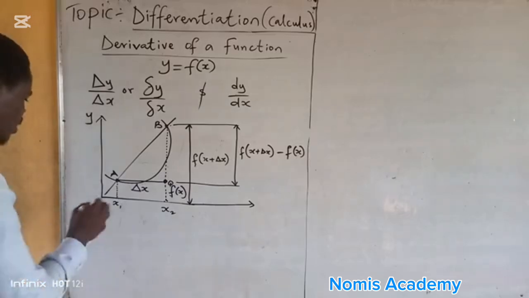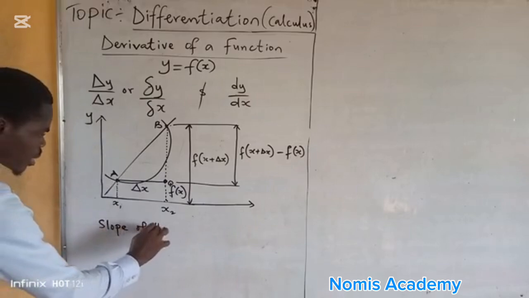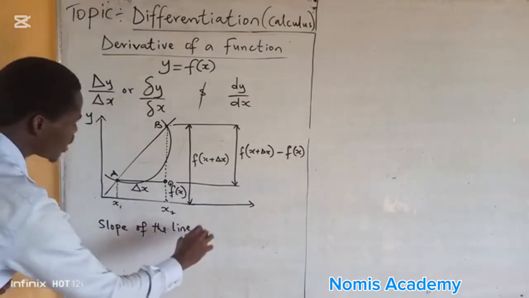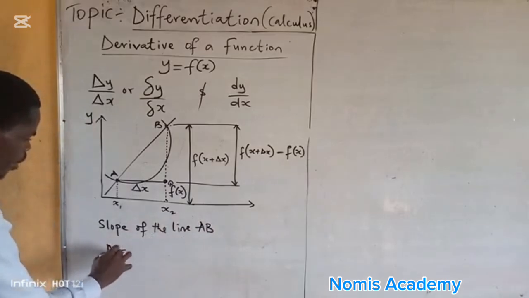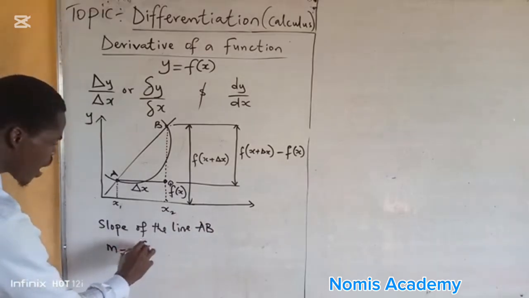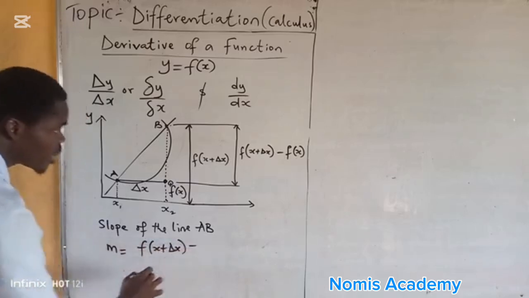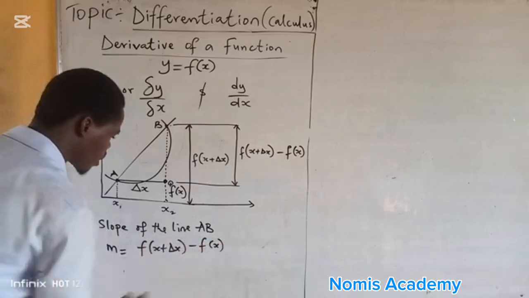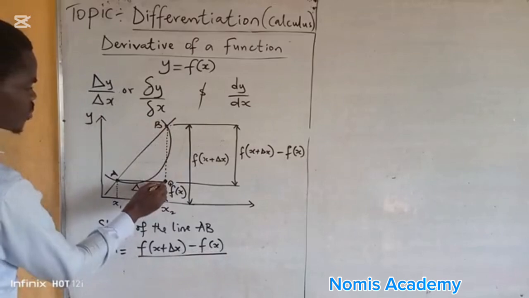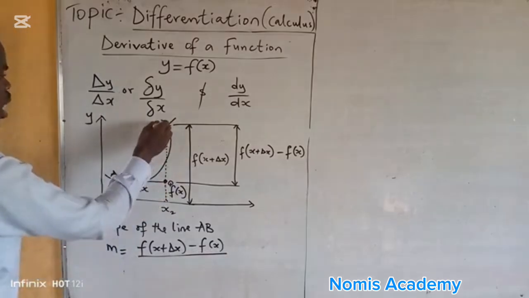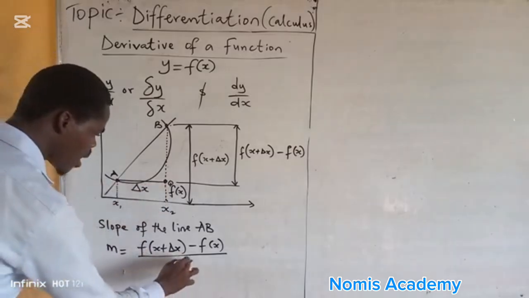So we can write it like this. The slope of the line AB is given as m equal to f of x plus delta x minus f of x, all over, that is this side, the distance from Q to B, all over the distance from A to Q, which is what? Delta x.